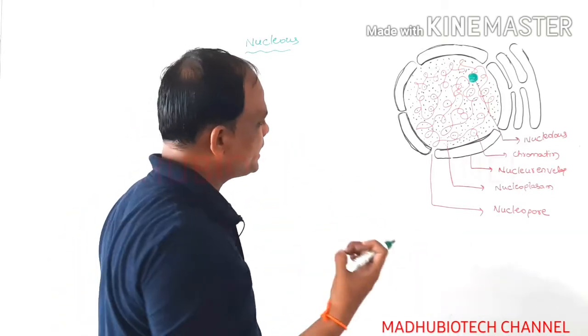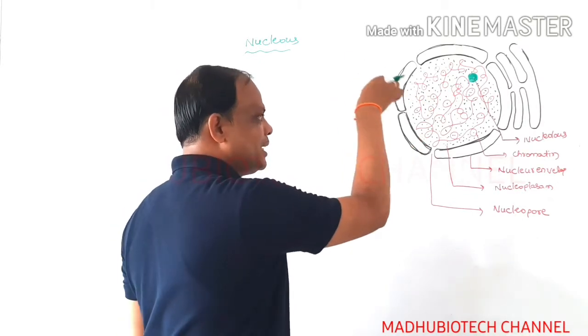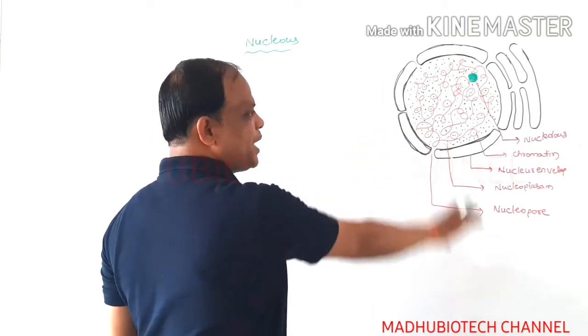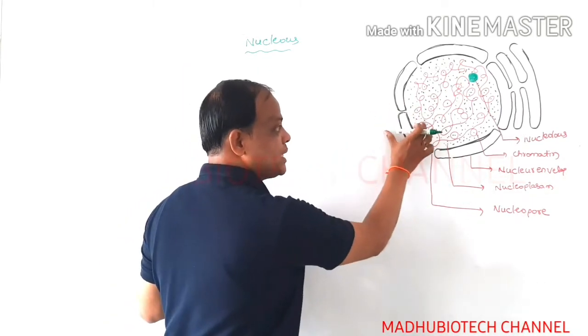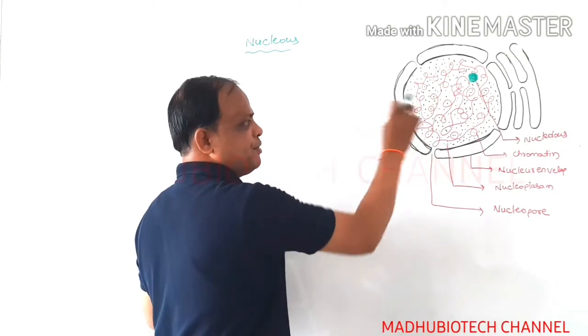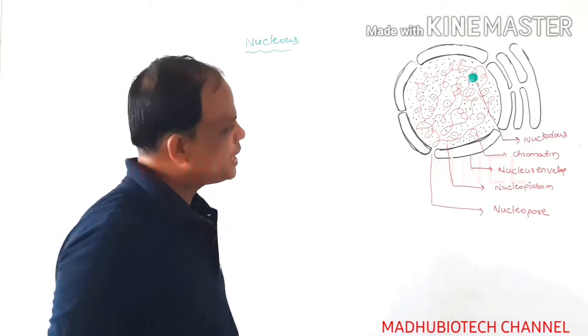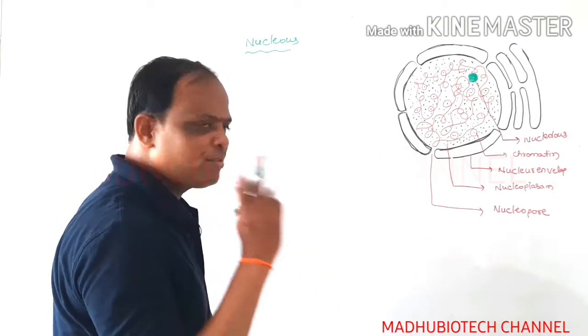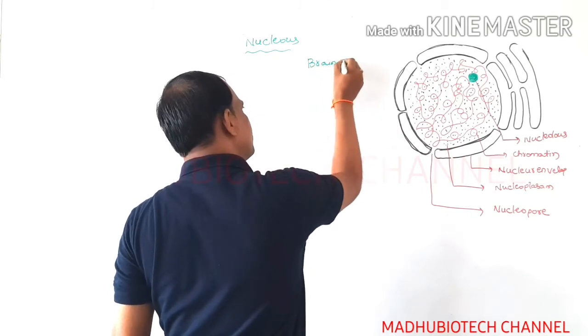and coordinates all chemical activity inside the cell. This is the main function of the nucleus: to control and coordinate all chemical activities in the cell. This is a very important cell structure, and the nucleus is also called the brain of the cell.